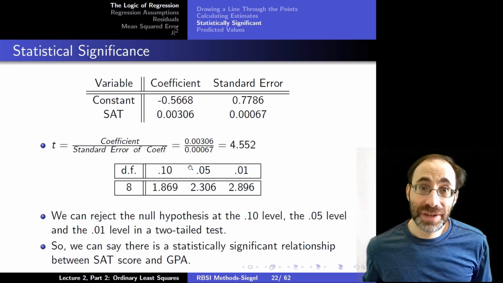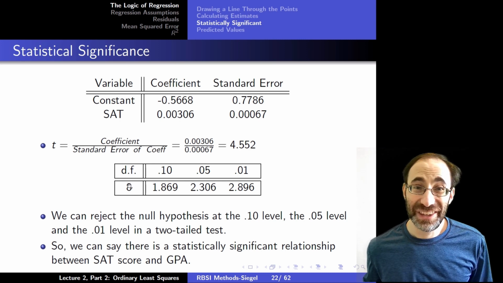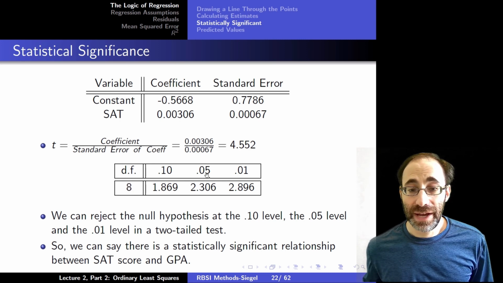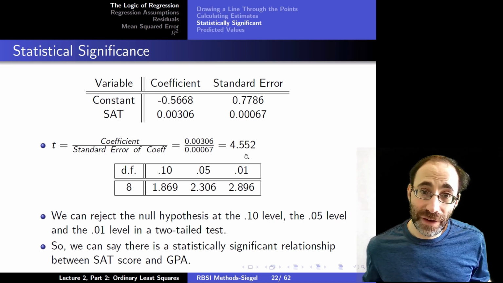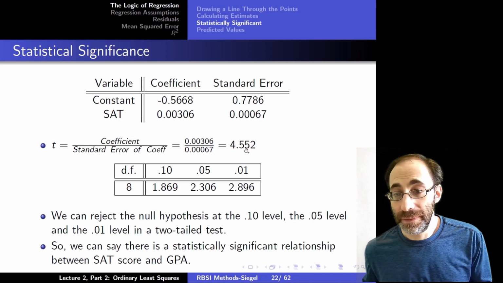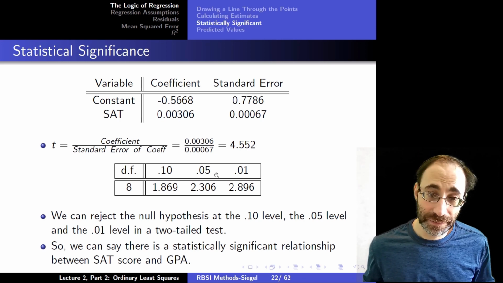4.55. We look at a table. We have 10 data points and two parameters, so it's 8 degrees of freedom. We look at the 0.05 level, and 2.3 is the critical value. 4.55 is greater than 2.3, so we can reject the null hypothesis at a 95% confidence level.